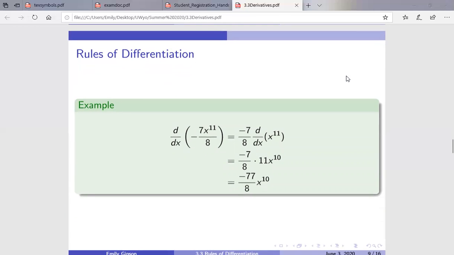So here we're going to do our very first step, which is to pull out that constant out in front. And that constant is going to be negative 7 divided by 8. So we pull that out in front, and then we're left with d dx of x to the power of 11. Well, that's just our power rule.